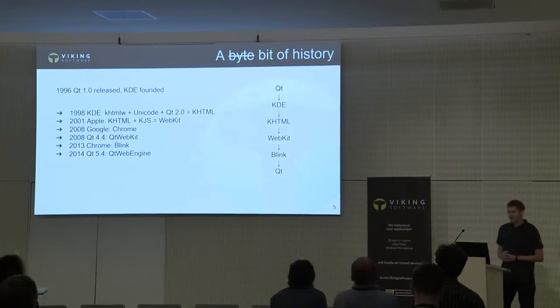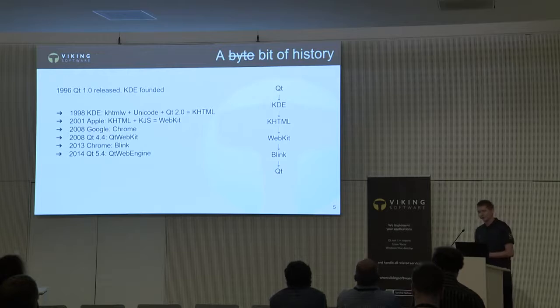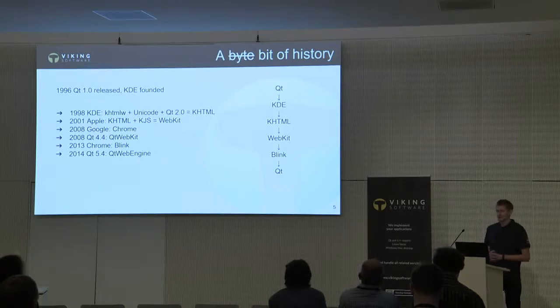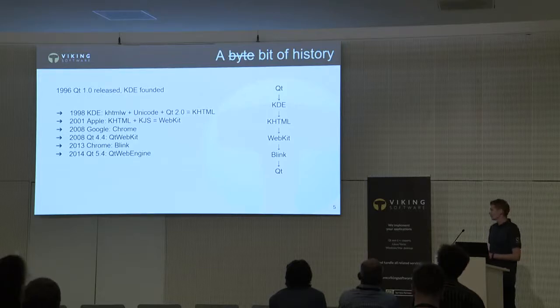At some point, Google decided that there were too many independent developer teams with different approaches and different goals, and it was time to make a new fork. They started the project with the codename Blink, which currently is a base for Chrome and the Chromium project, and it's wrapped in Qt as Qt WebEngine.